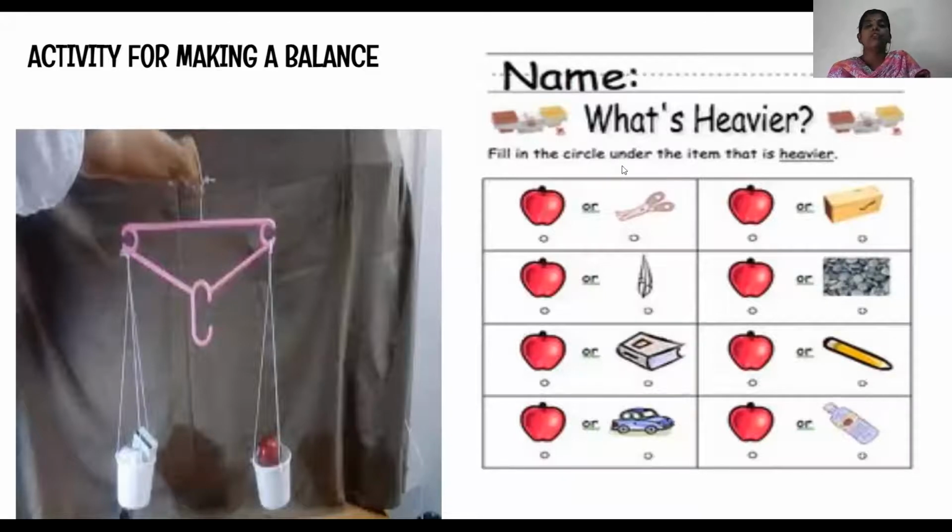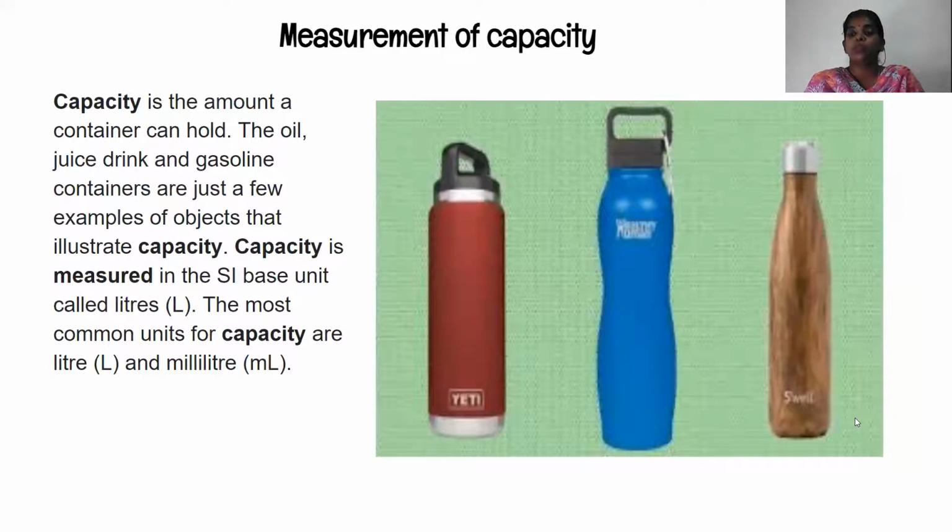So next comes: fill in the circle under the item which is heavier. You are going to see something which is heavier. Here, apple or scissors, which is heavier? Apple or feather? Apple or book? Apple or car? Apple or wooden block? Apple or rocks? Apple or pencil? Apple or bottle, without water or with water, which is heavier?